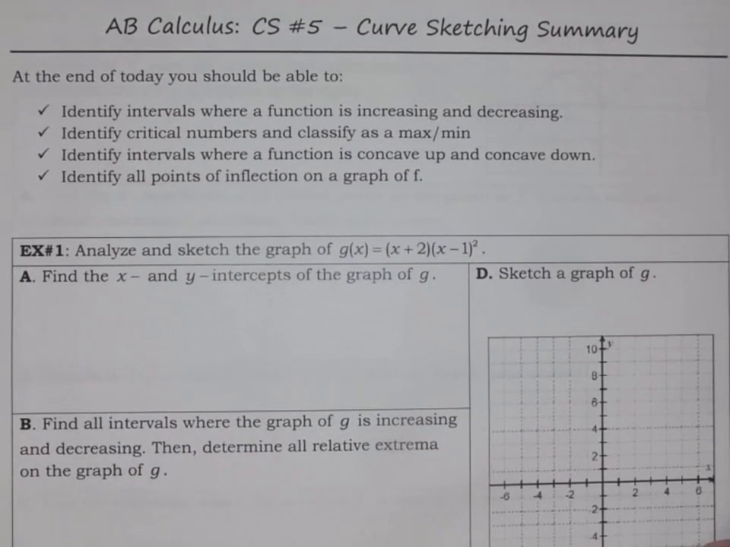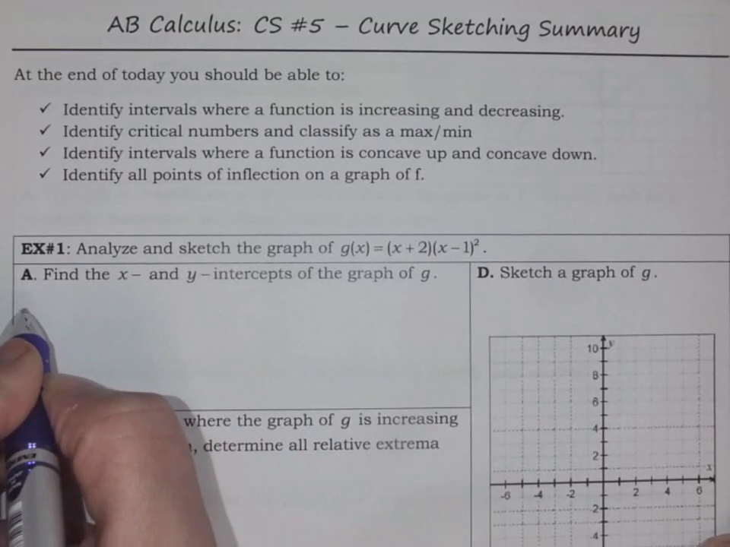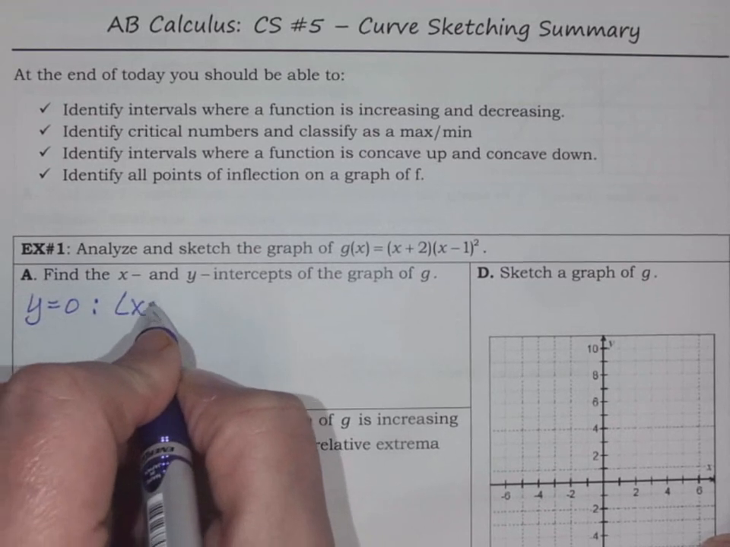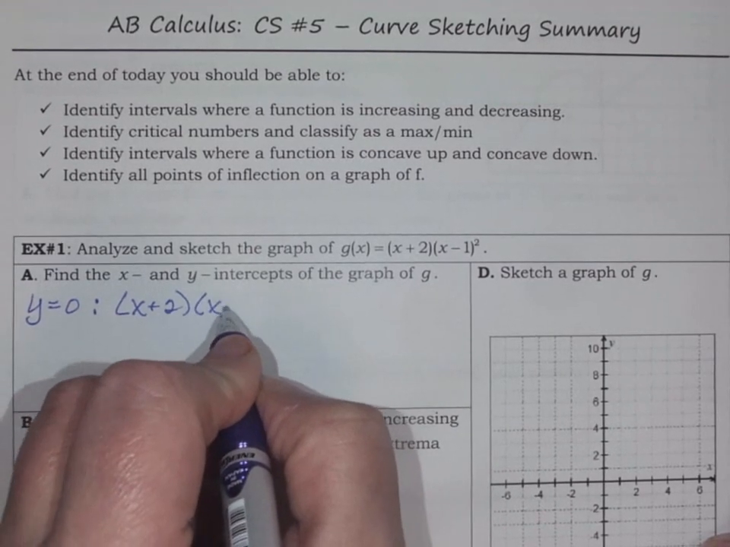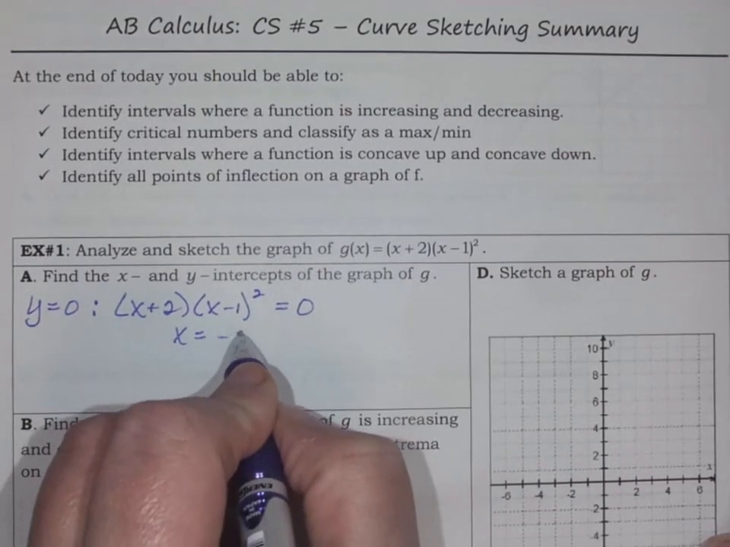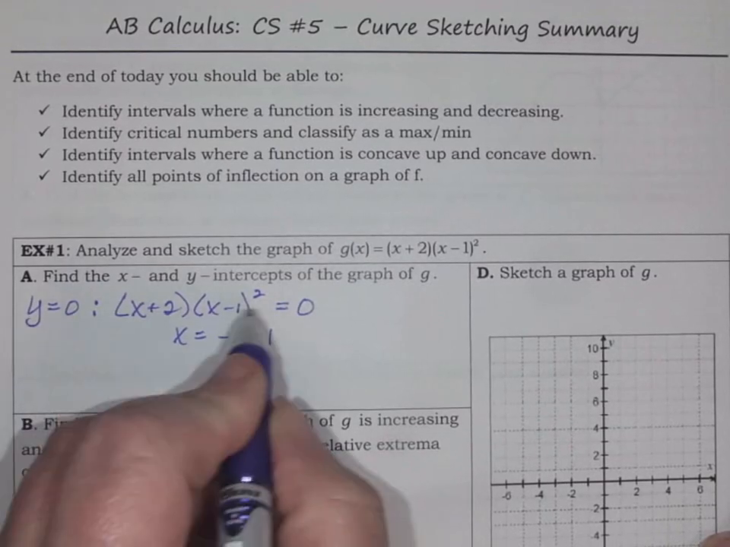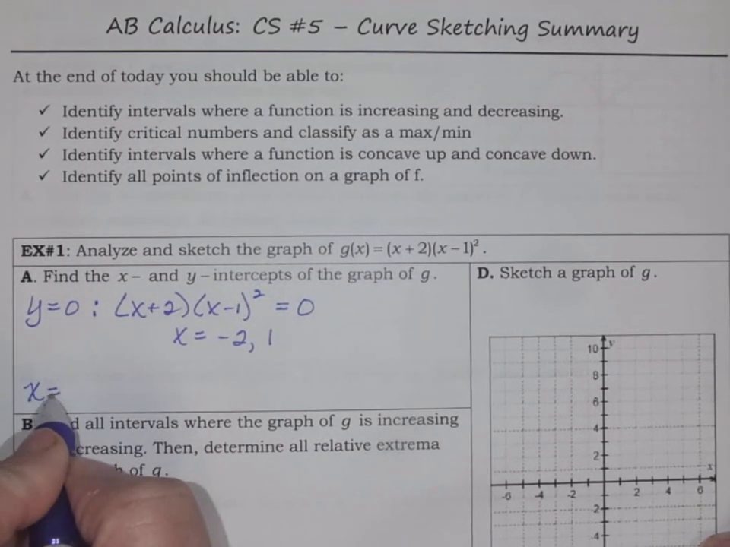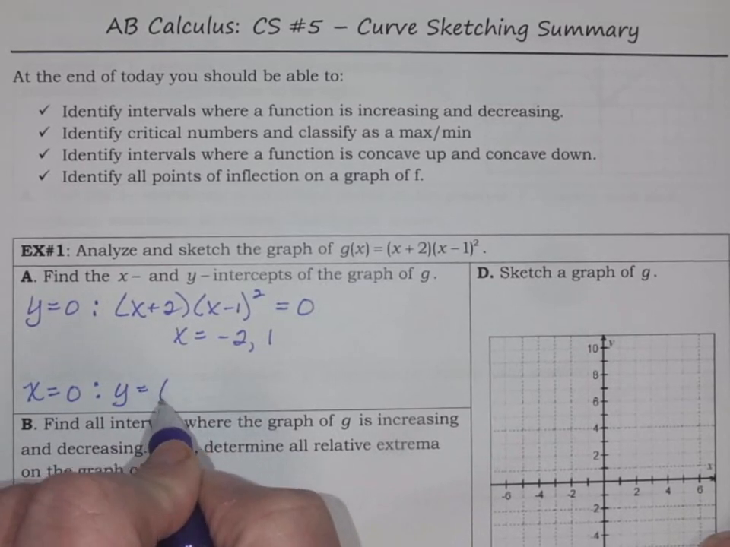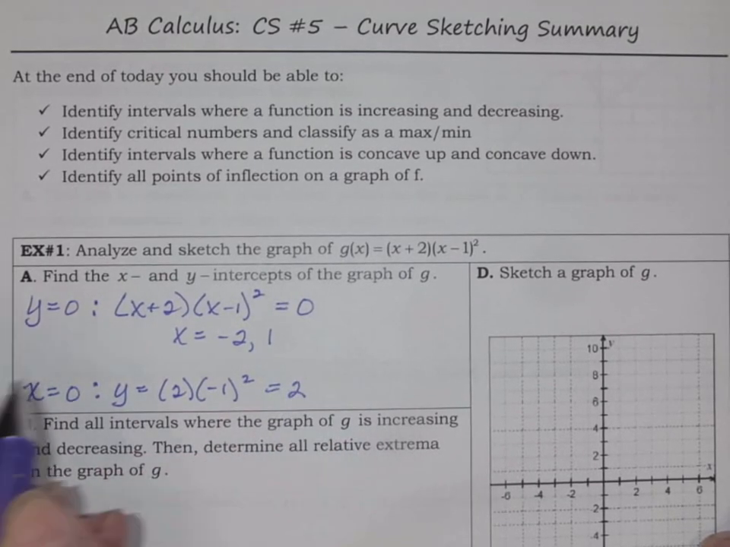So we want to find the x and y intercepts. So obviously the x-intercepts are when y is equal to 0. So that would give us x plus 2 times x minus 1 squared equals 0. So that would give us x equals negative 2 and 1. And then our y-intercept is when x is equal to 0. So that would give us y is equal to 2 times negative 1 squared, which would be 2.